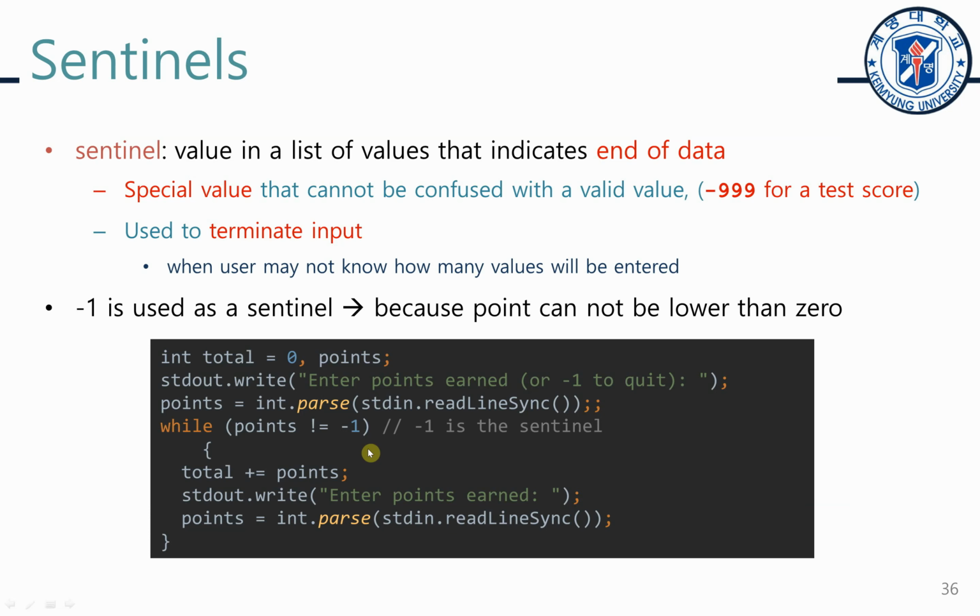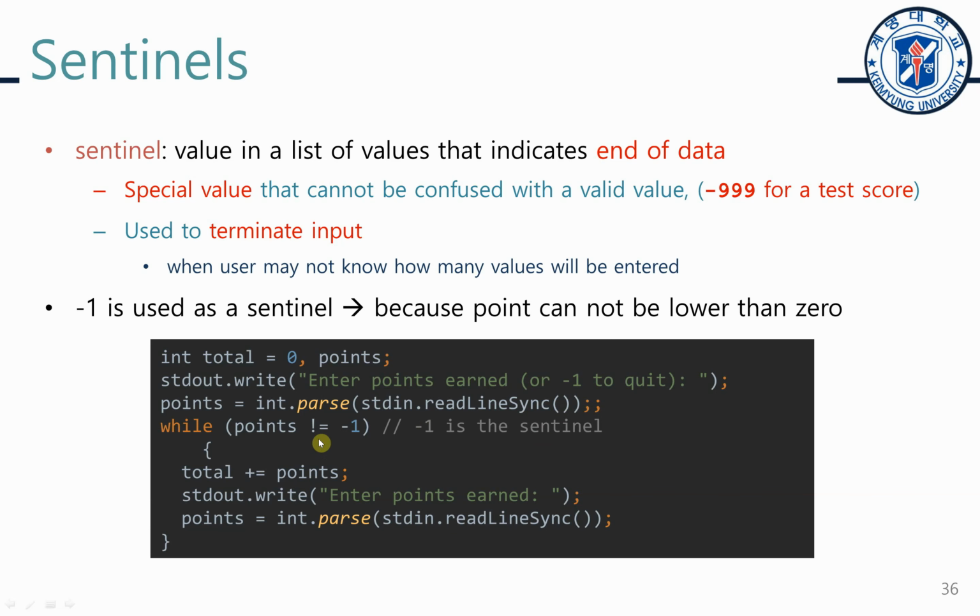So in this case, for instance, the current total point is 0, and the pointers you have is unknown. So you'll be asked to enter your pointers, or -1 to quit. So if you enter a number that is not -1, then you'll receive, it will be added to the total.